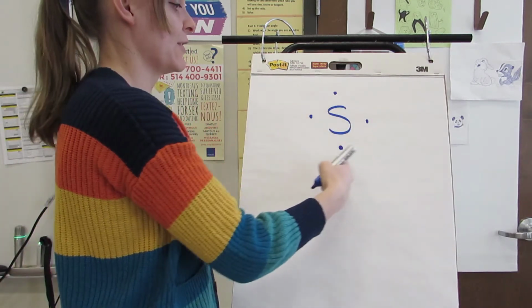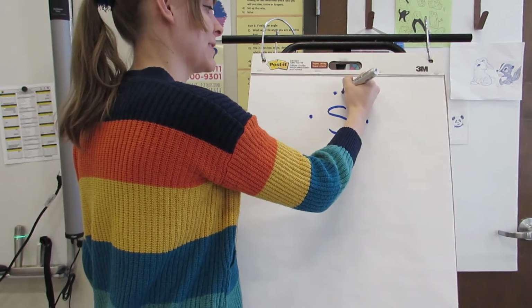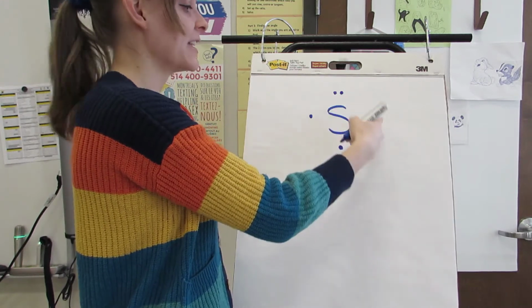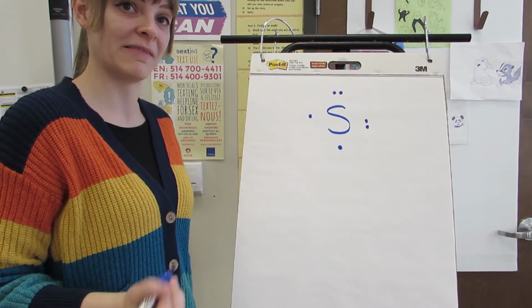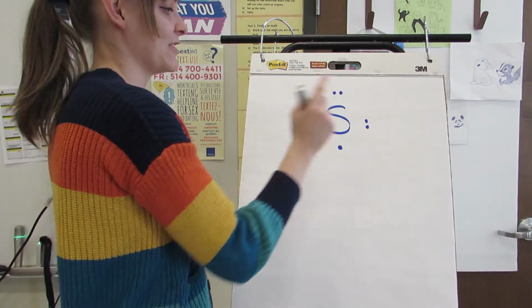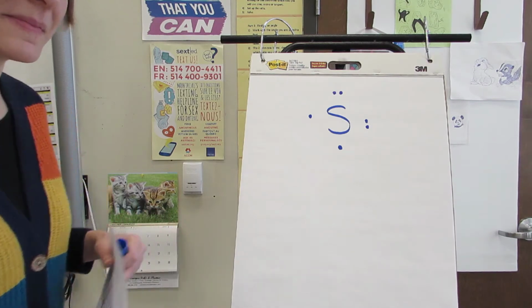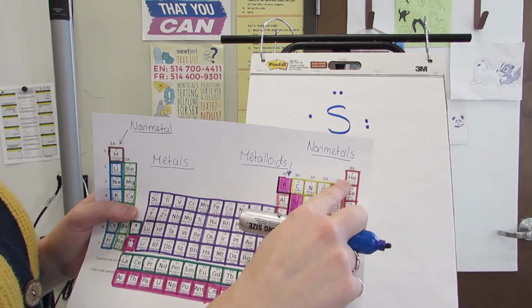Now that I've drawn 4, I need to add those last 2 electrons. I'm going to go back up to the top, add 1 there, that's 5, and then I'm going to go back here and draw the last one, which is 6. And that's how I set that up. Let's take a look at another example. Let's take a look at helium.